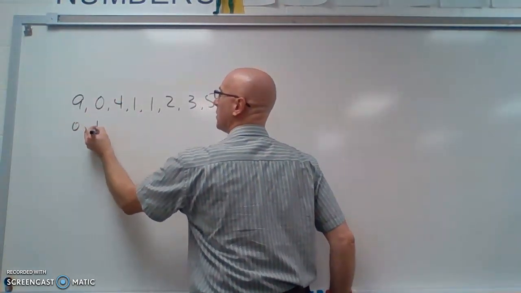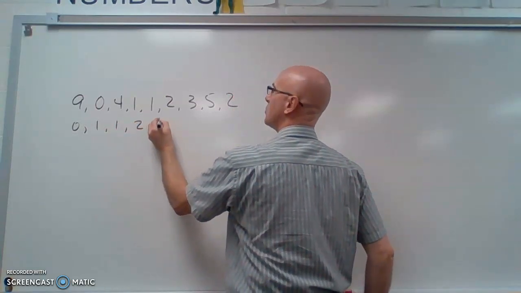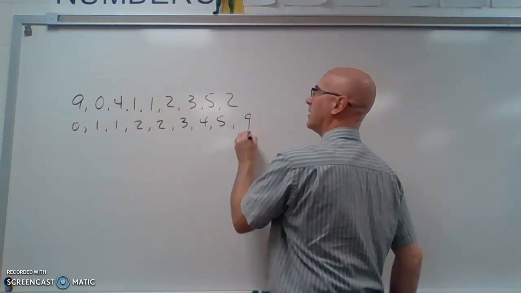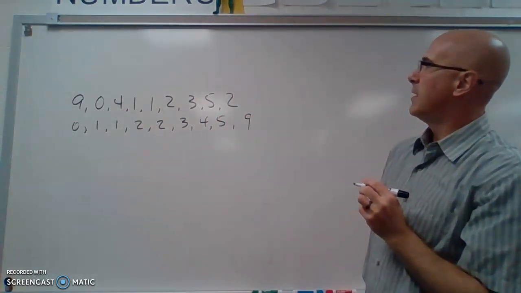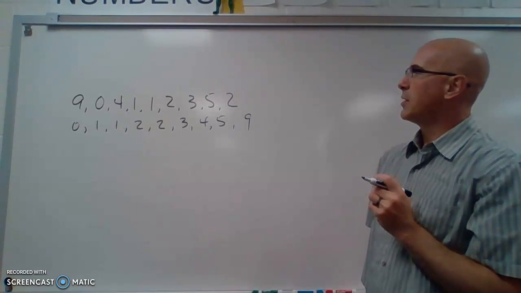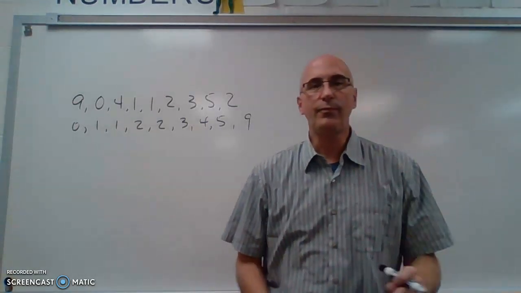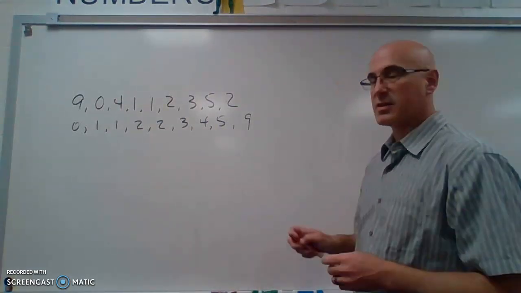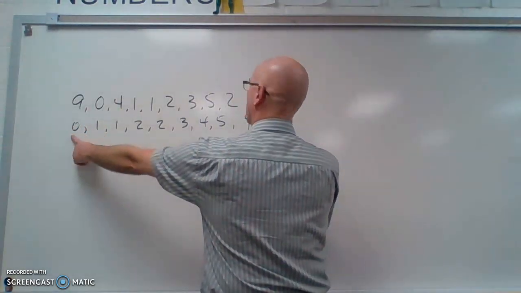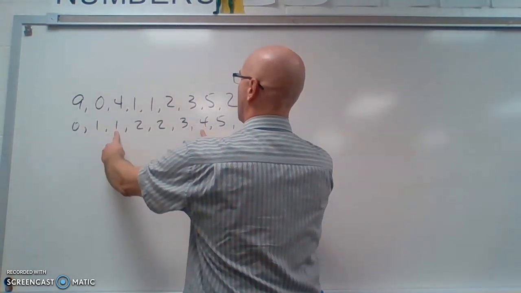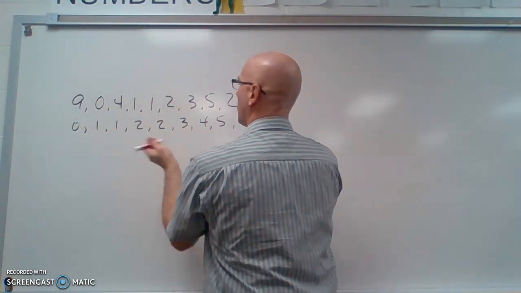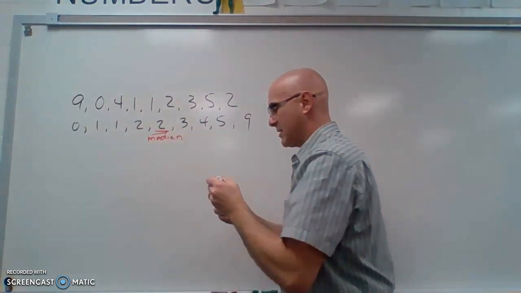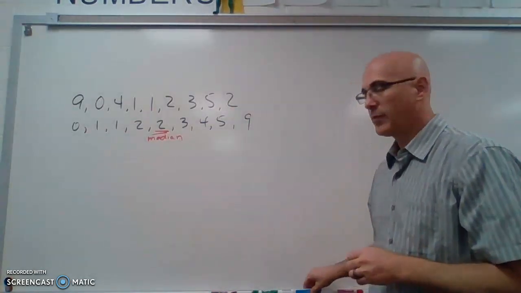I'm going to start 0, 1, 1, 2, 2, 3, 4, 5, 9. I think I got that right. 0, 1, 1, 2, 2, 3, 4, 5, 9. Now what we are going to do is find the median of this data set. So the median is the middle. We start on both ends. We kind of count in, and we found that 2 is the median. It is the middle value.